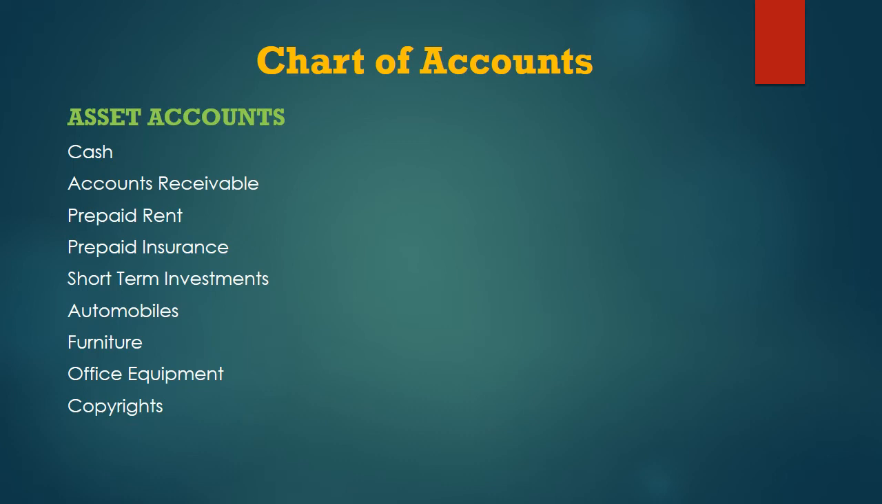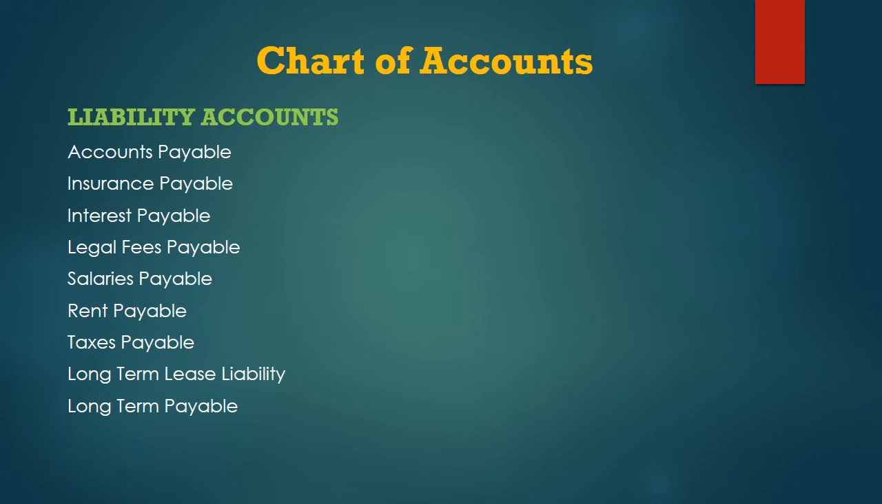Okay, so you can see these assets. Assets means what? Assets accounts: cash, accounts receivable, prepaid rent, prepaid insurance, short-term investment, automobiles, furniture, office equipment, copyrights, buildings, land, plant and machinery. This is called assets accounts.